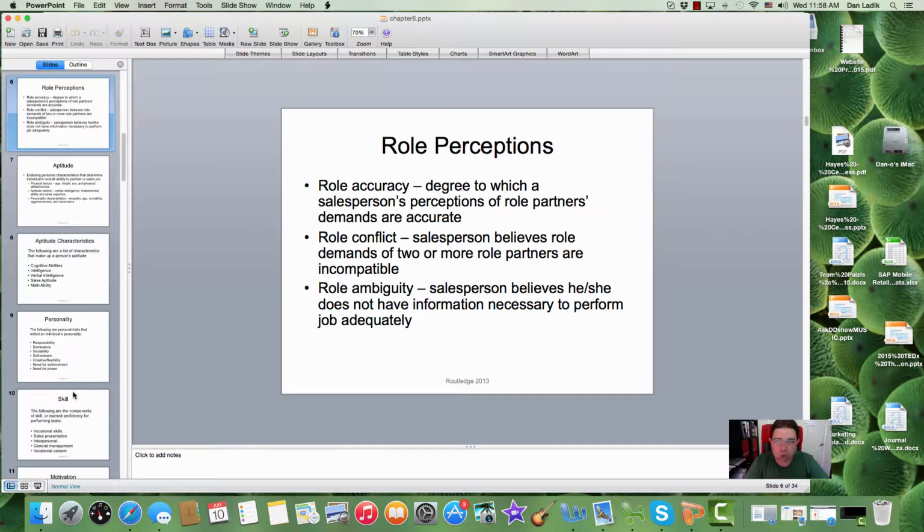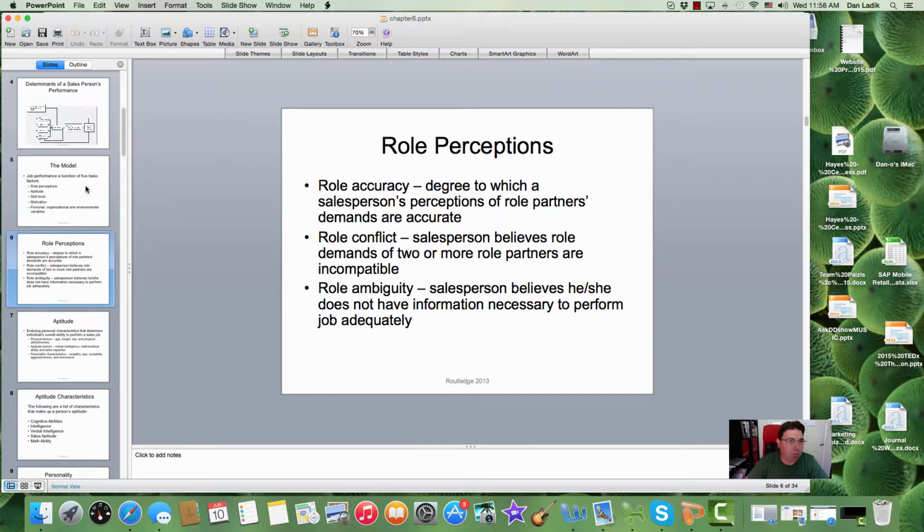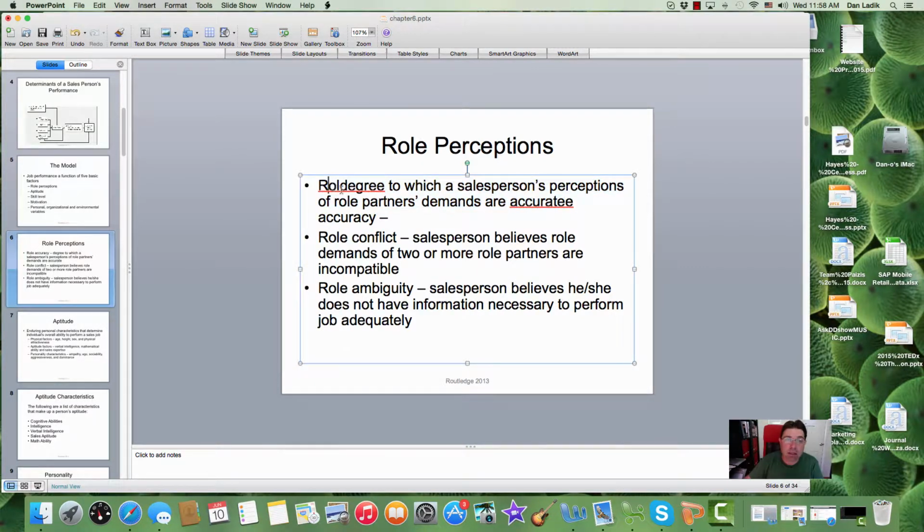I've been meaning to talk to Greg about why he sets this up in the book this way, but it's one of the reasons why I wanted to point this out here. When we talk about role inaccuracy, we define it in terms of conflict and ambiguity. Look at how it's defined: the degree to which a person's perceptions of role partners' demands are accurate or not.